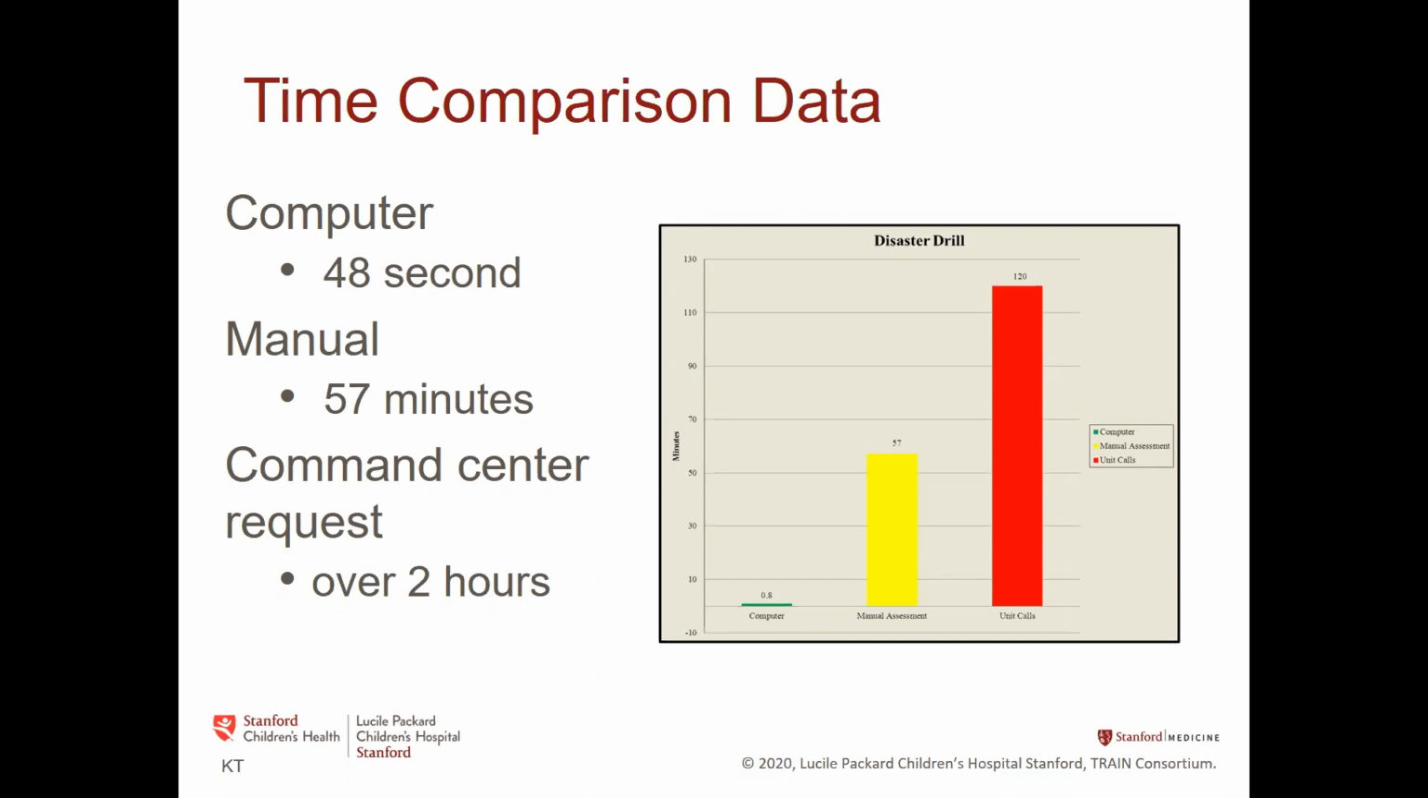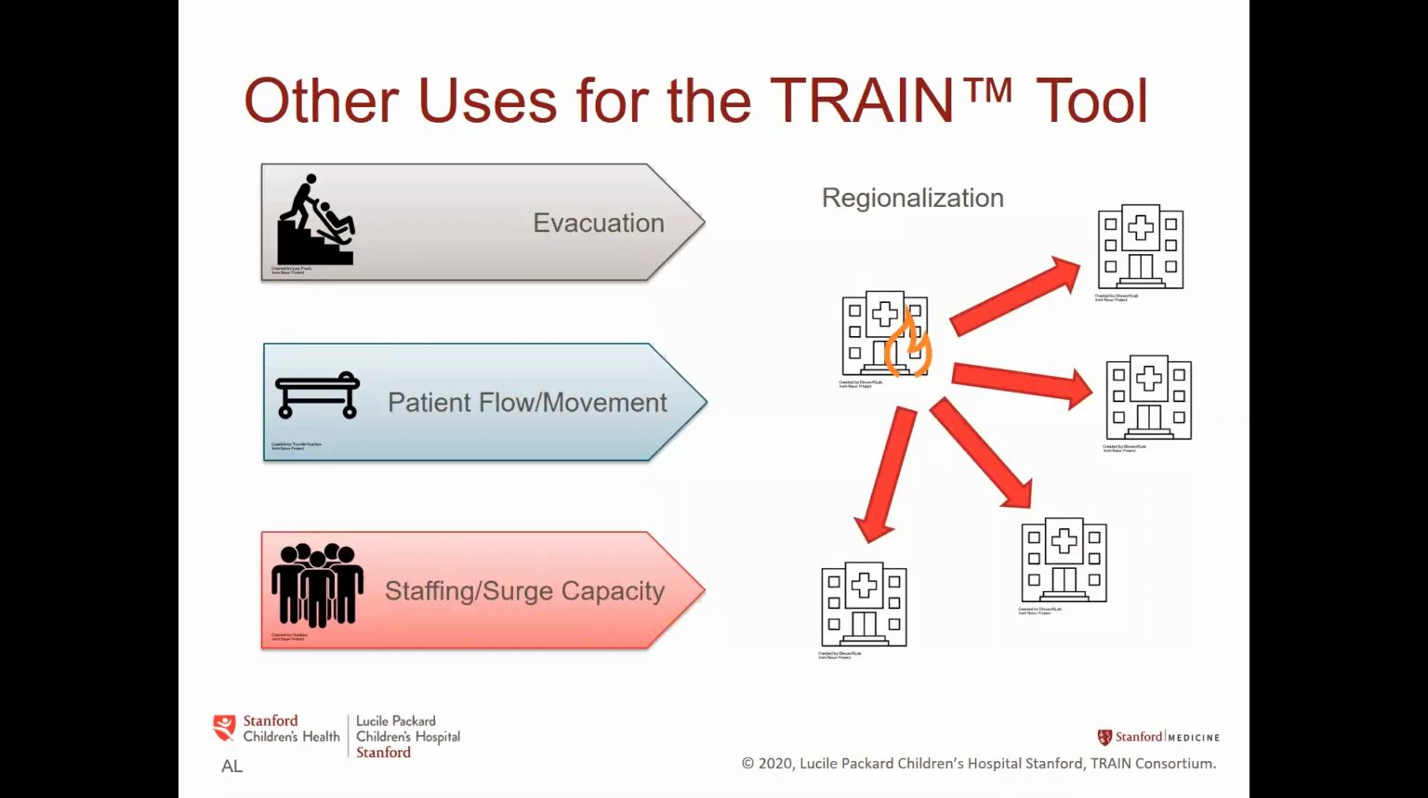So as you can see, computer took 48 seconds. The person running around, who was an expert with the Train tool, was able to do 148 patients in 57 minutes. And after we completed our disaster drill, at the completion of that, 2 hours later, we still didn't have anything back from the units to know what their needs were. So really, computer is the way to go. You can have it very quickly. Next slide. And I'll turn this over to Anna.